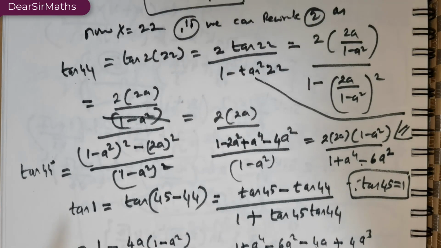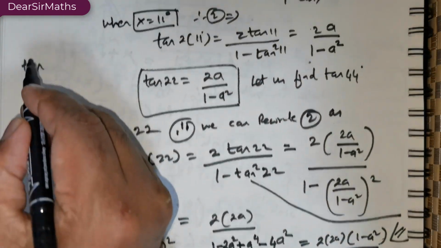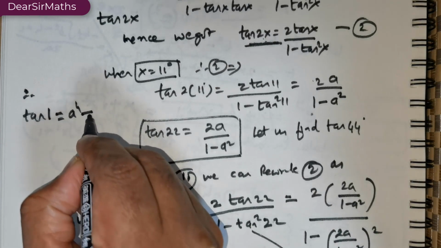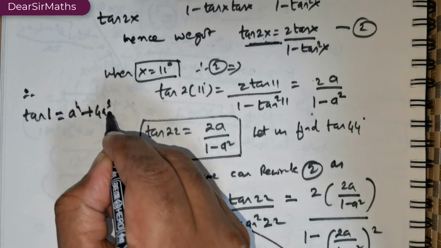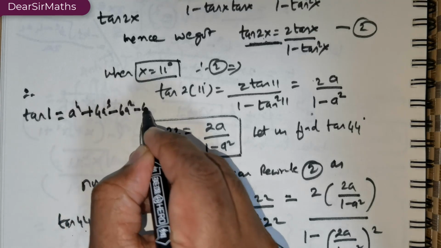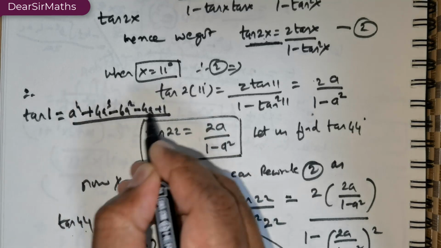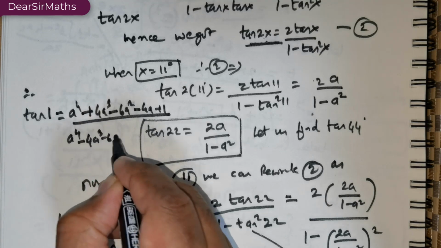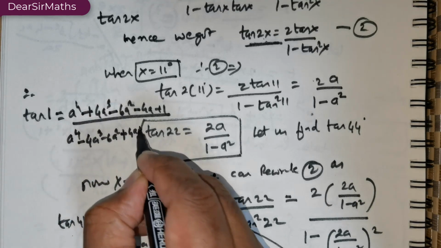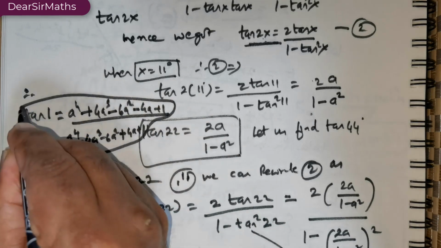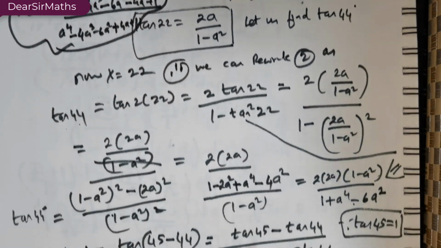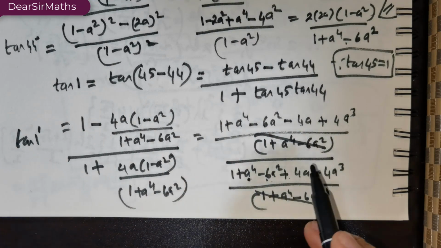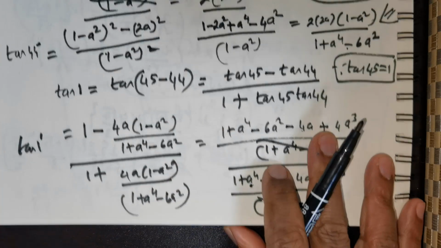So let me write that down over here. Therefore tan 1 is equal to (A⁴ + 4A³ - 6A² - 4A + 1) over (A⁴ - 4A³ - 6A² + 4A + 1). So this is the value for tan 1, which is got here, and I have summed it up over here.